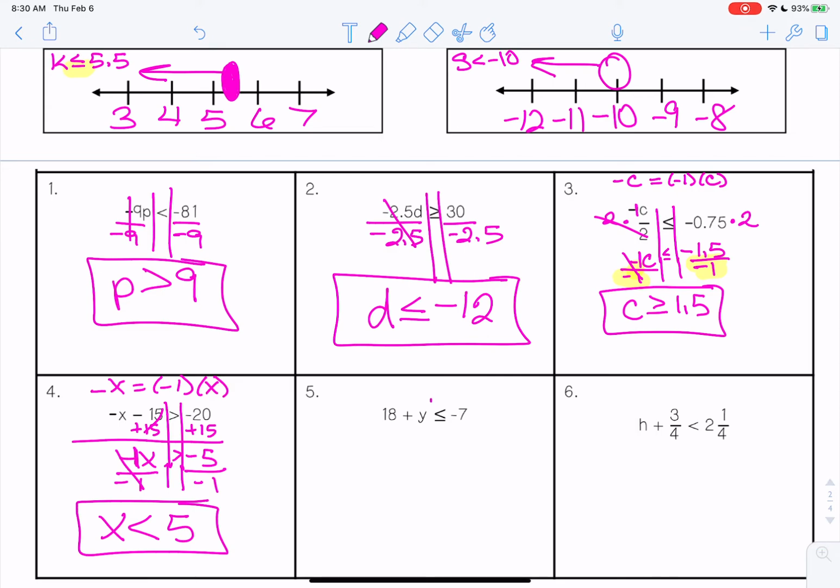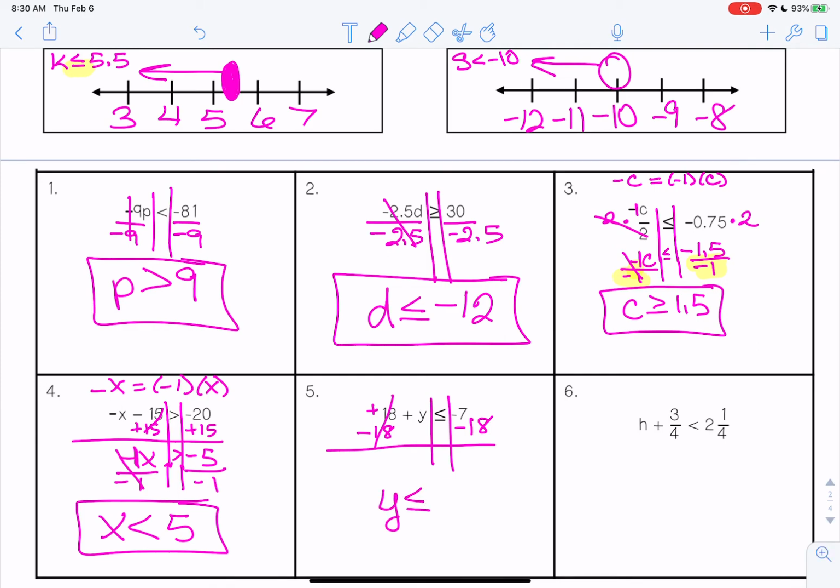For number 5, draw the river. If there's no symbol in front of a number, that means automatically that it's positive. So the opposite would be to subtract it. We didn't divide or multiply by a negative, so the sign does not flip. And we get negative 7 minus negative 18, which is negative 25.